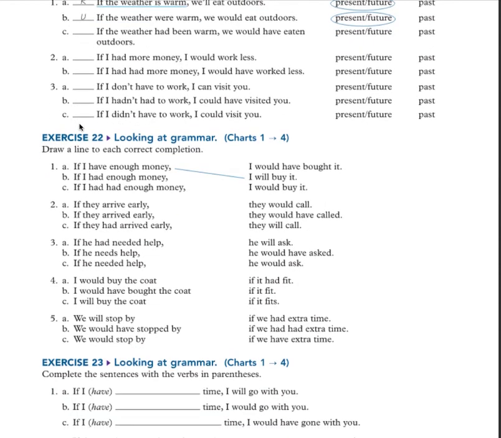Number 2. If I had more money, I would work less. Look at the verb in the if clause. Had, simple past. And then look at the result clause, would, and the simple form of the verb. So here, this is going to be unreal. And my clause, if I had more money. And then this is going to be unreal in the present future.